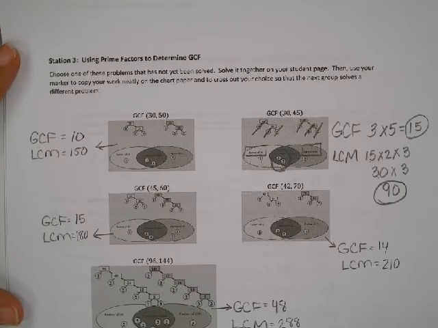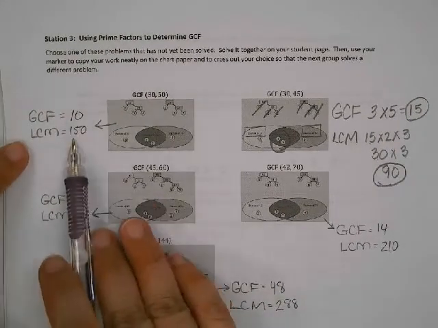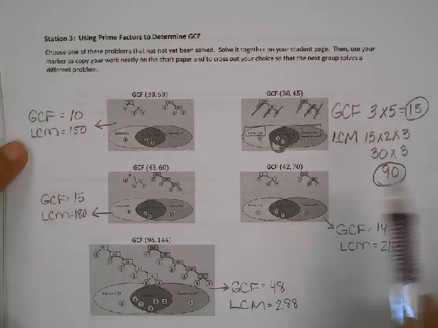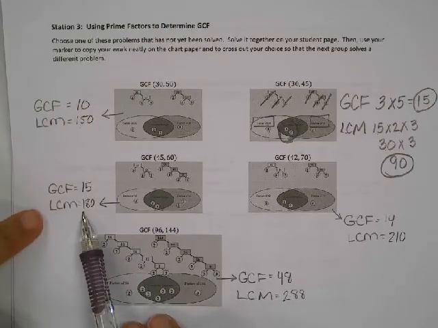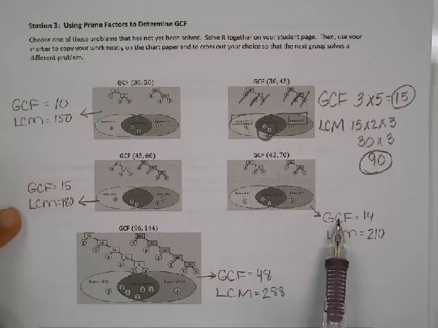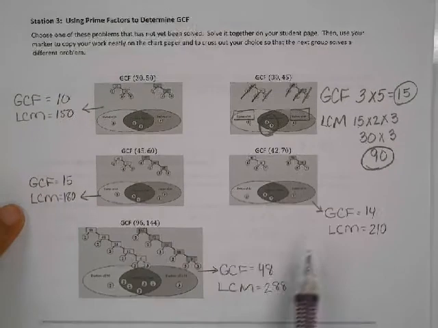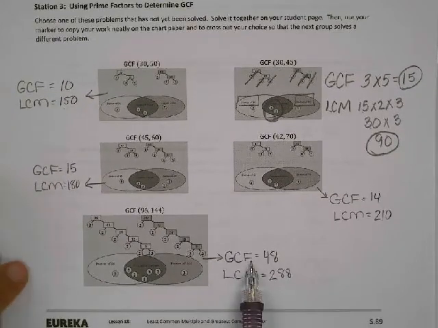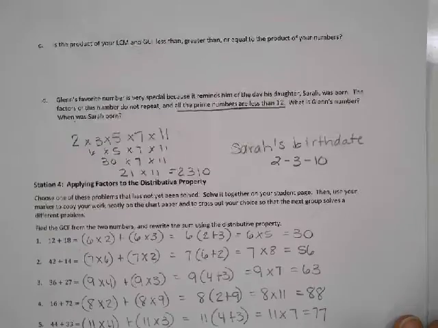Okay, the answers for station 3 for the first set, the GCF is 10, the LCM is 150. We did the second set together, so the next set, the GCF is 15, the LCM is 180. The next set, this one here, the GCF is 14, the LCM is 210. And for the last set, the GCF is 48, and the LCM is 288. On to the next page.